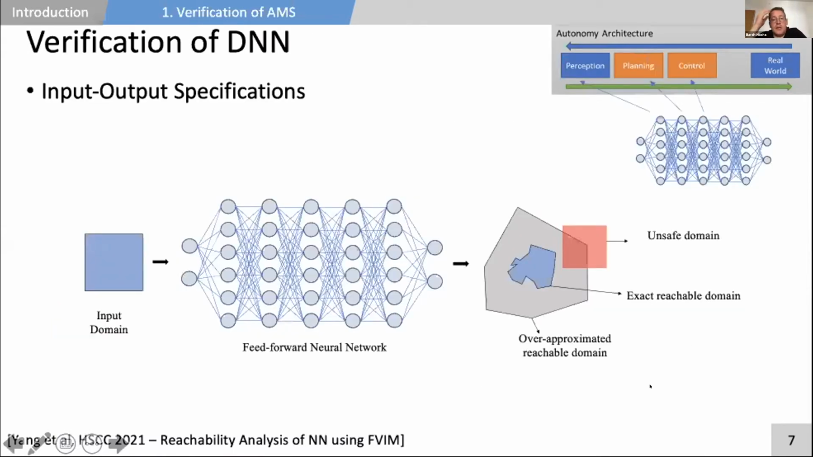Okay, the second part is what if these components are machine learning components, specifically deep neural networks, similar to what Stan was explaining earlier today. So with deep neural networks, in this case a feed-forward neural network, you have some input domain and you have some unsafe domain that the system should not enter. There are various methods, either over approximation or exact methods, that are able to generate this output set. And then the question is, does this output set intersect with this unsafe domain?